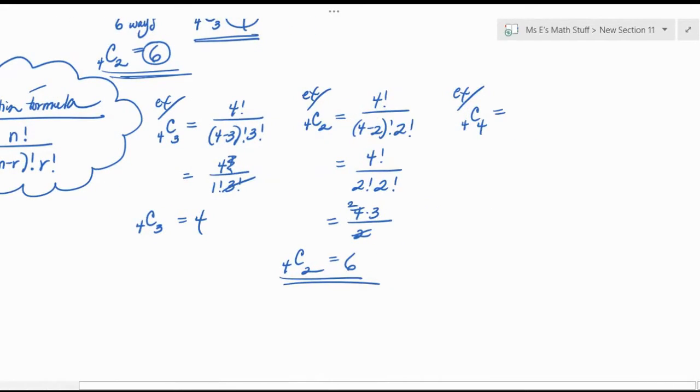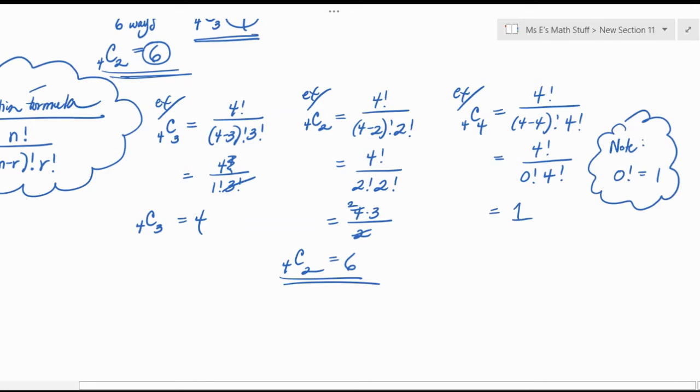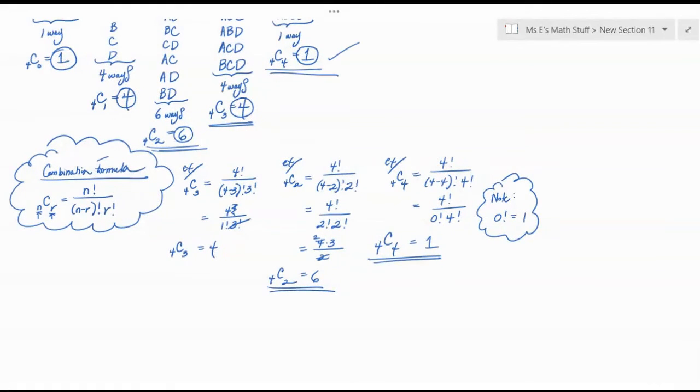Now 4 combination 4. So that would be 4 factorial over 4 minus 4 factorial times 4 factorial, which would be 4 factorial over... And I wanted to talk with you about 0 factorial. Just a quick reminder, by definition, 0 factorial is equal to 1. And so you would actually get a 1 here. So note, 0 factorial is equal to 1. We mentioned that before, but you could have forgotten pretty easy. So there's a little reminder for you. Anyway, we're getting the one that we thought.